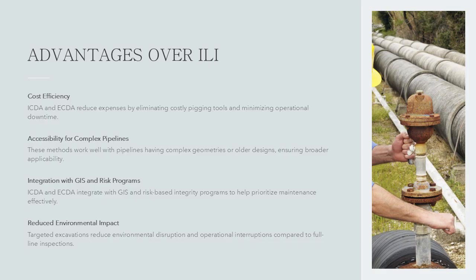The biggest advantage is cost efficiency. ICDA and ECDA eliminate the need for expensive pigging tools and associated operational downtime. They also provide accessibility for pipelines with complex geometries or older designs. These methods integrate seamlessly with GIS and risk-based integrity programs, enabling operators to prioritize resources effectively. Additionally, ICDA and ECDA allow for targeted excavations rather than full-line inspections, reducing environmental impact and operational disruptions.